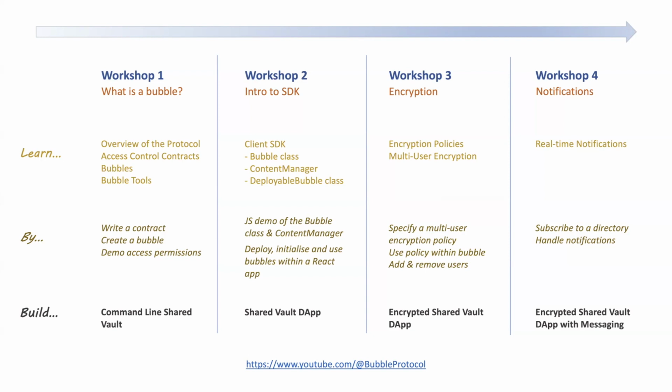This second workshop is about the client SDK. So this is a JavaScript SDK, and there are 3 main classes that we'll be using. There's the bubble class, a content manager, and a deployable bubble class. And we're going to go over these classes in 2 parts. So the first part, we'll do a JavaScript demo of the bubble class and content manager. And in the second part, we'll actually build our app, and we will be deploying on-chain and off-chain parts of the bubble and using them within a React app.